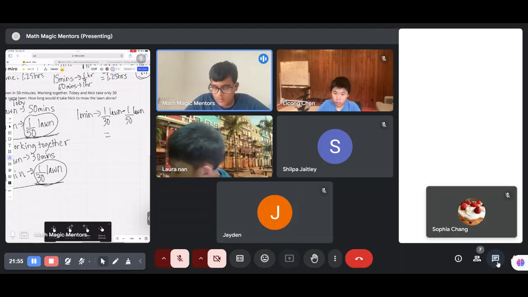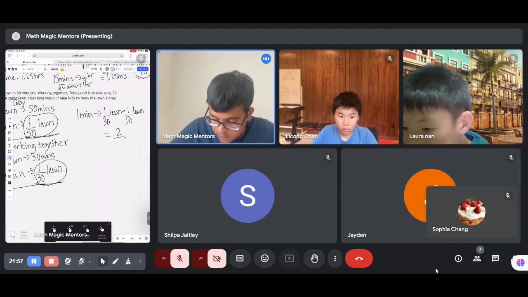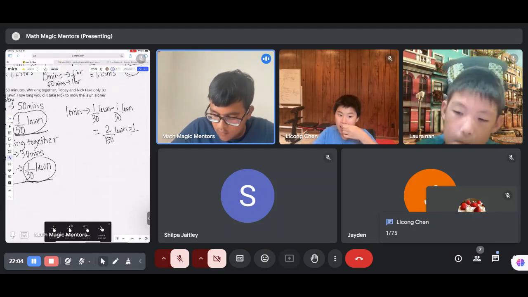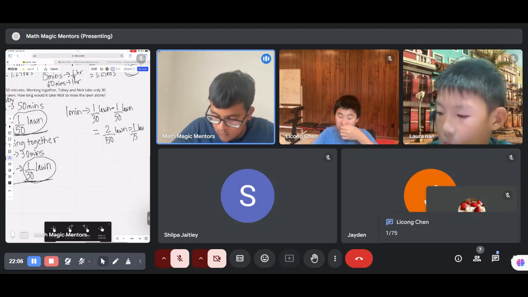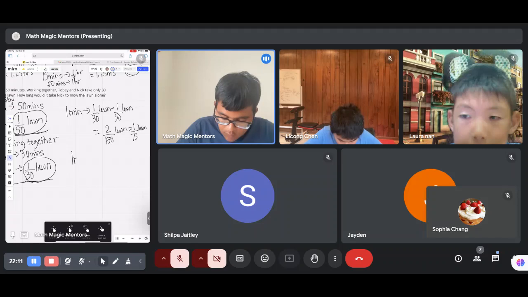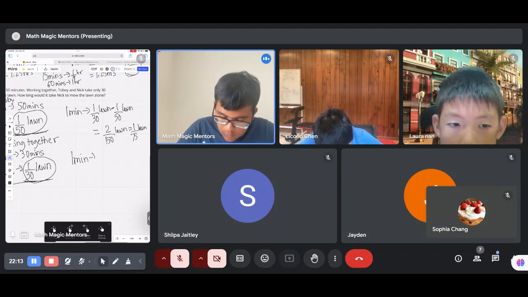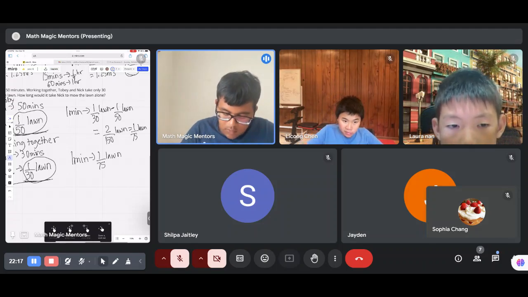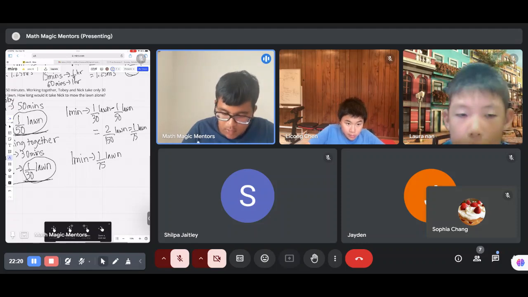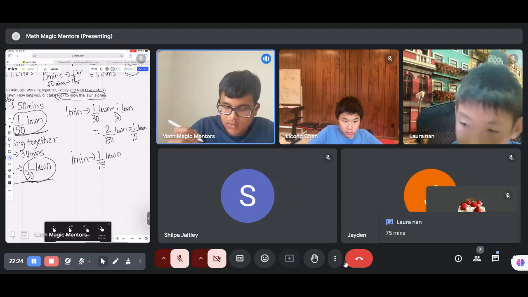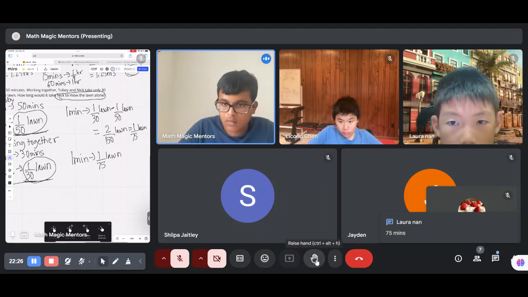Yeah, as someone mentioned, it's 2/150th of the lawn, right? Which can be simplified to 1/75 of the lawn. So if Nick mows 1/75th of the lawn in 1 minute, then how much time would Nick take to mow the lawn alone? So how much time would Nick take to mow the whole lawn?